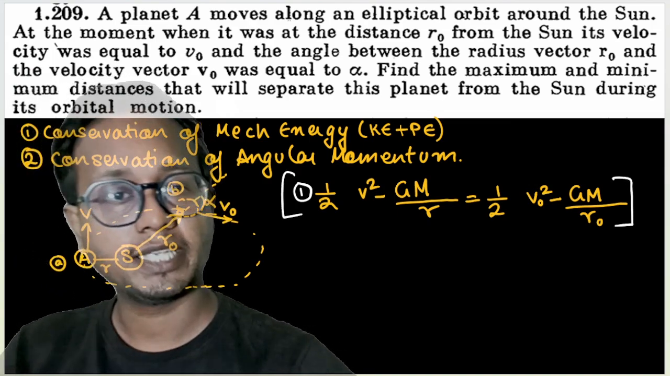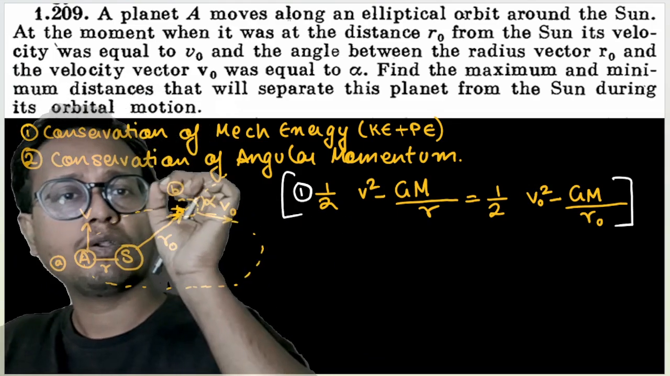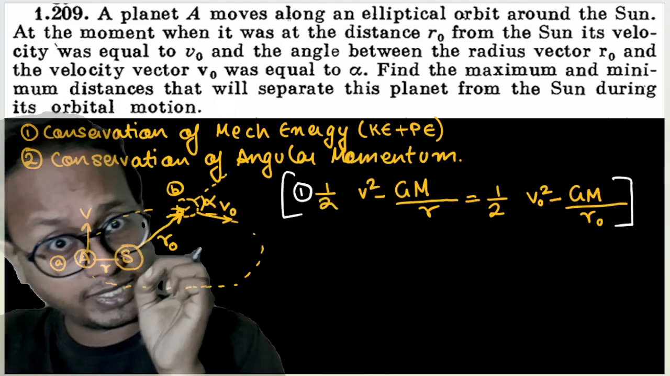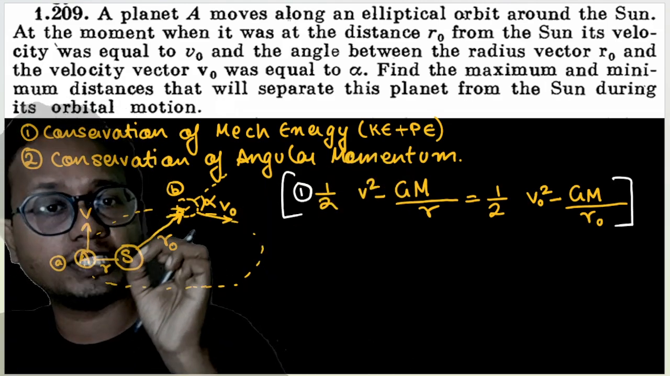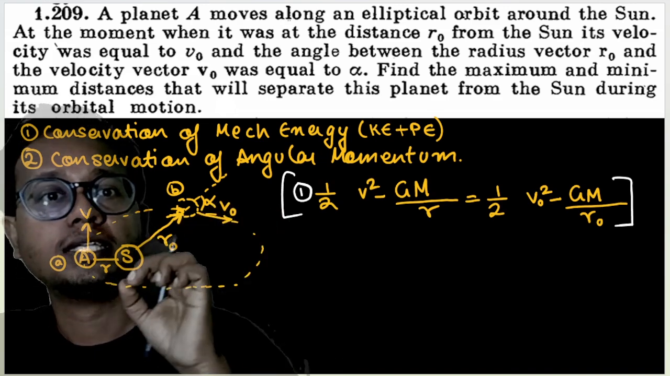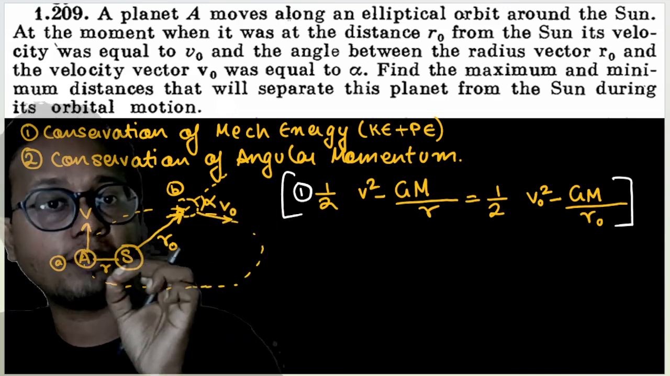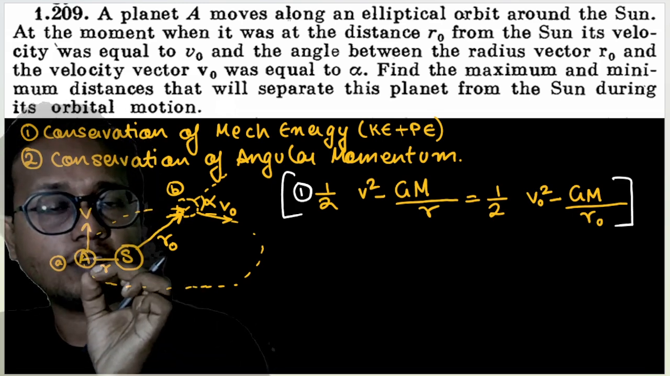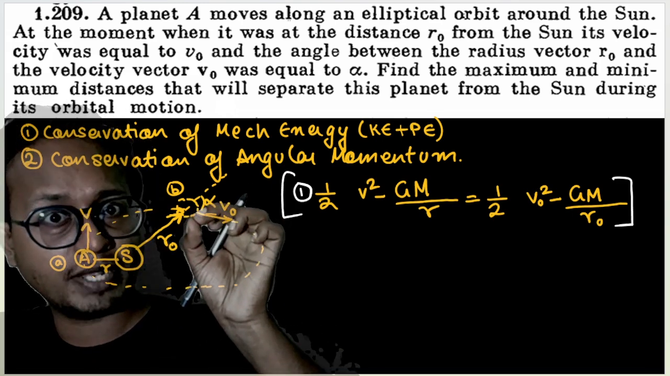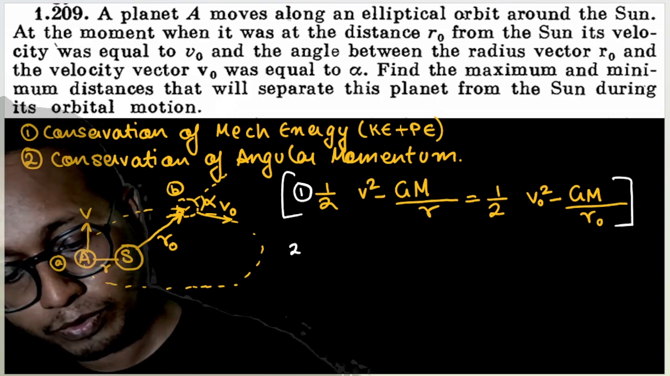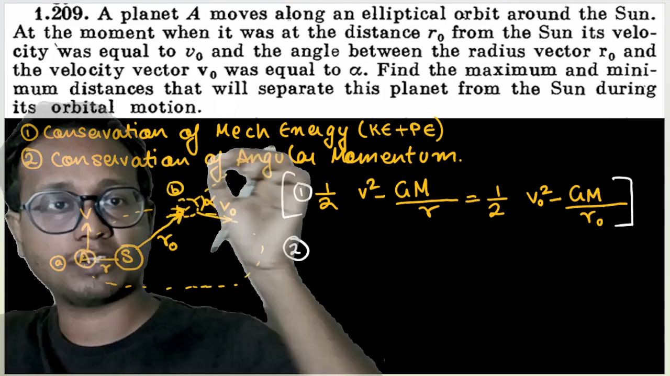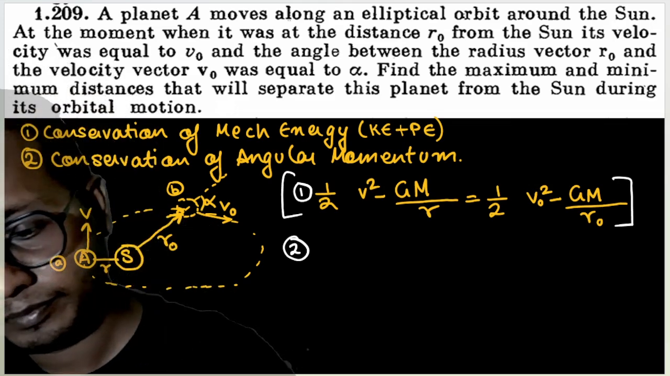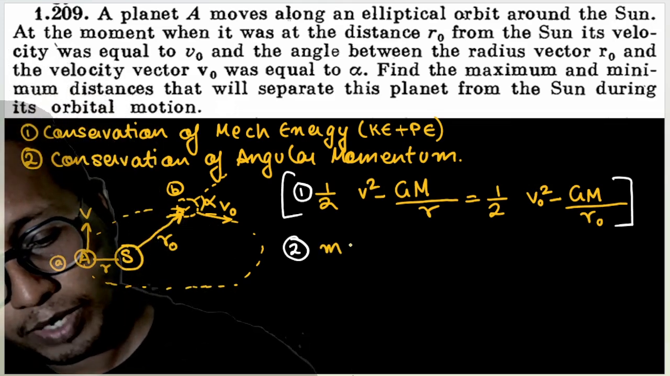And from where do I get the second equation? Conservation of angular momentum. The total angular momentum out here, obviously my origin is at the Sun, because this r0, v0, r, v is defined from the frame of reference of the Sun. So angular momentum of this planet out here is equal to angular momentum of this planet out here. So number 2, conservation of angular momentum. What is the angular momentum out here? m into r cross v.